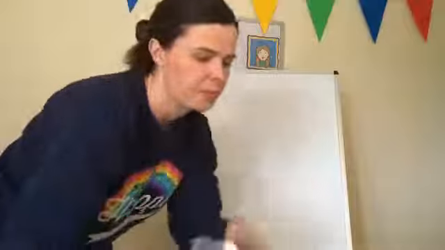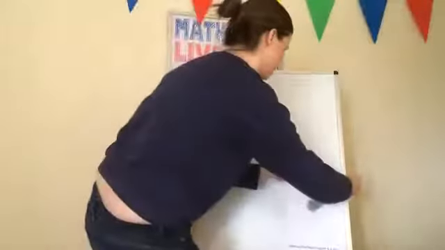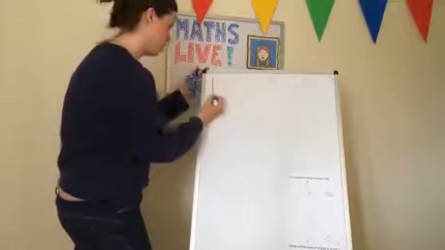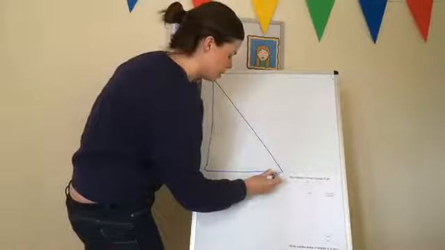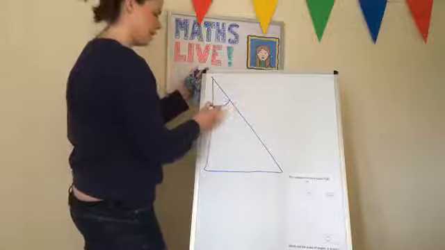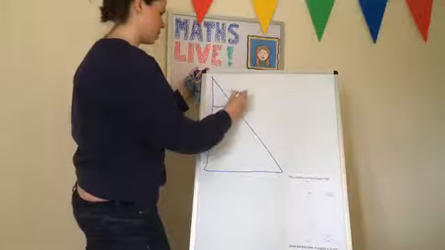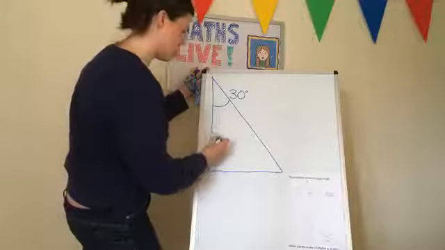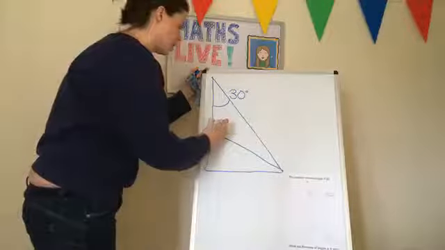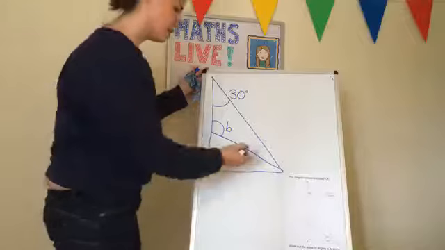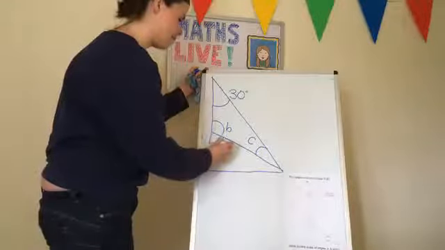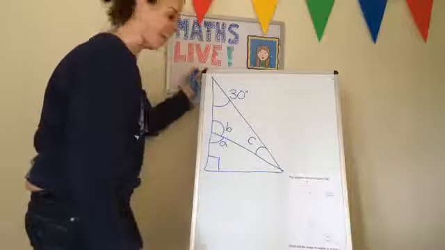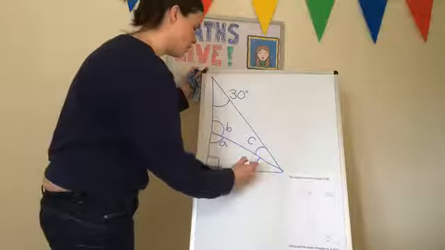Let's try the next one. Oh, right, another triangle here. So I can use all this space, which is good, all the way down, all the way across, and down here. We've been told that this angle here is 30. The triangle has been split like that. This is angle B. This is angle C. This is angle A. And this is 40 degrees.